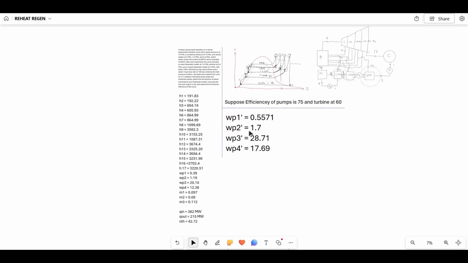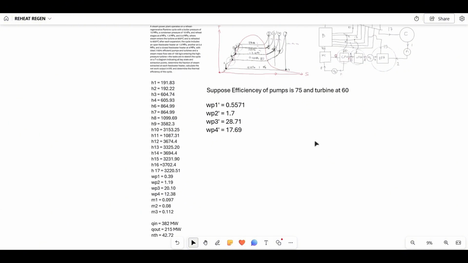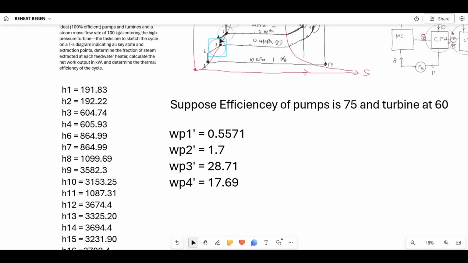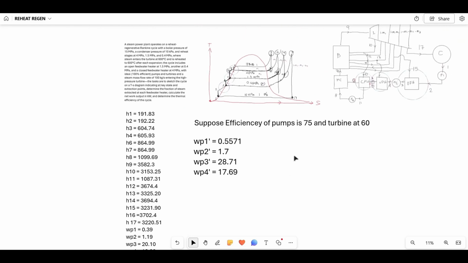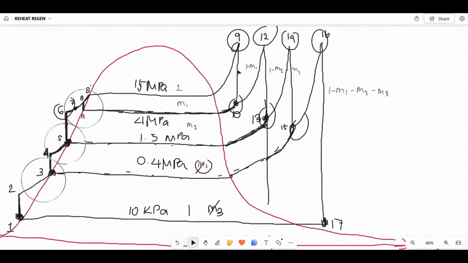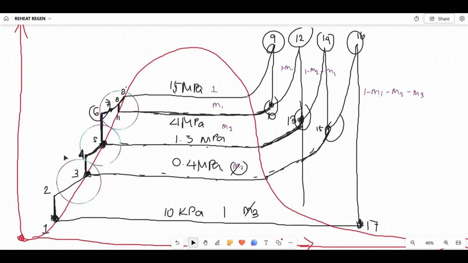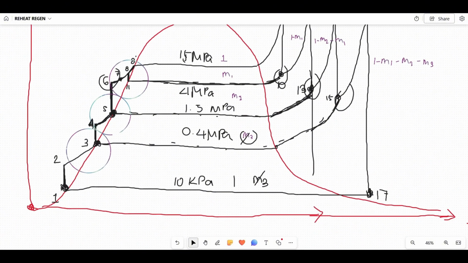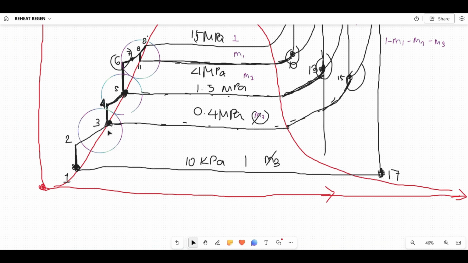So this is now our work pump. I just simplified it so it would look better. So we have now the actual work of the pumps. Now we can solve for the actual enthalpies. But for our givens, unless stated, the actual enthalpies are not really that useful here.